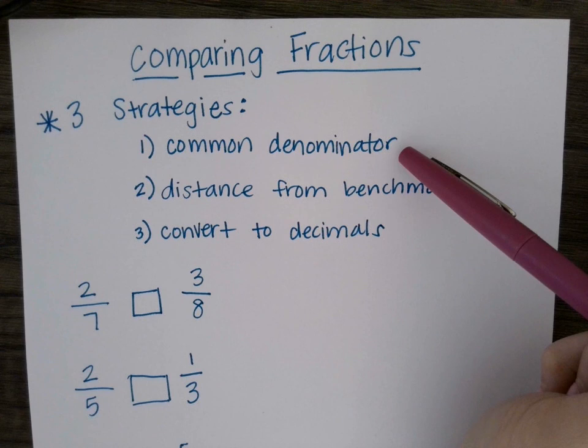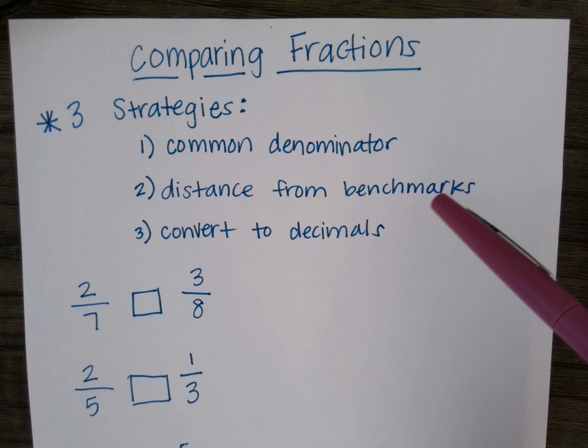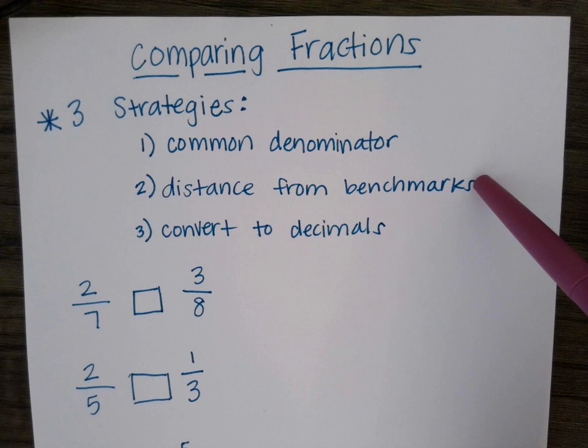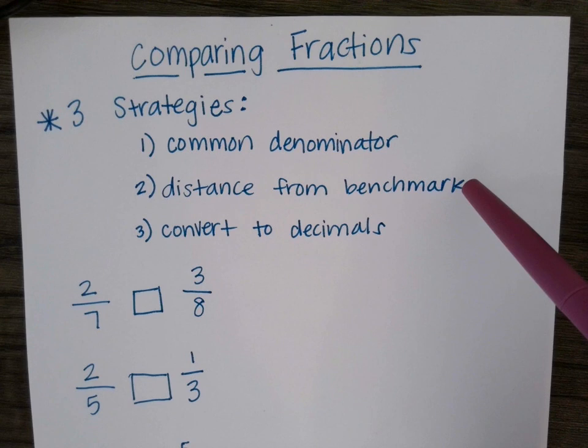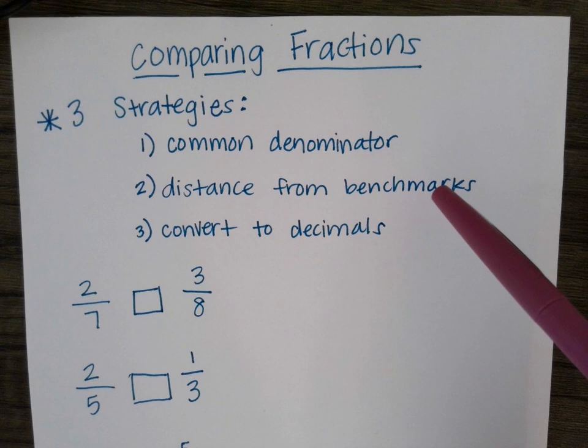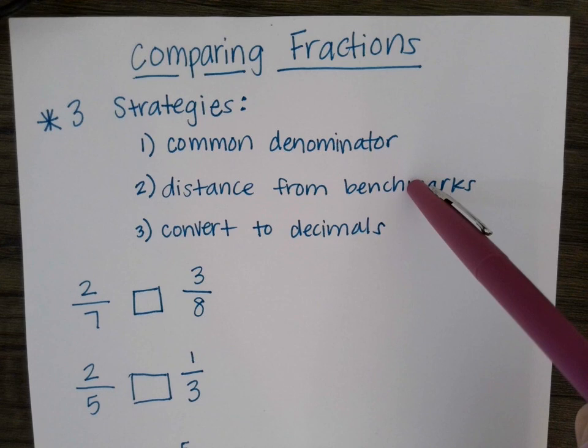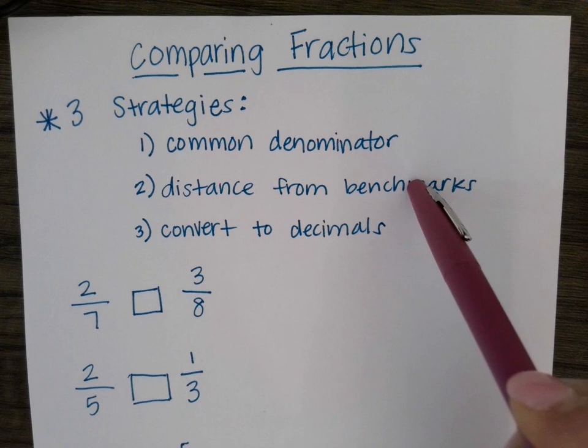The second strategy is to think about the distance each fraction is from benchmarks, like 0, 1/2, and 1. So if you can figure out which fraction is closer to 0, or which fraction is closer to 1/2 or 1, then that can help you compare the fractions that way. I would say this is a great strategy when you're given fractions that you're familiar with, fractions that you've worked a lot with, but it's not the best strategy when you're given random fractions.